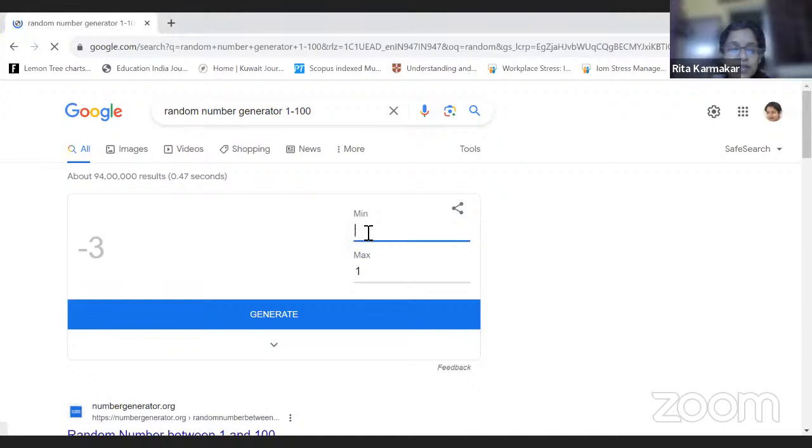You will write down here, suppose as I said, 1 to 100. Suppose this particular doctor case, I guess you remember the doctor's case. There are 100 elements in the population, and you have to select 20. Very easily, 1 is the minimum, 100 is the max. You just click on generate: 77. Can you see this?